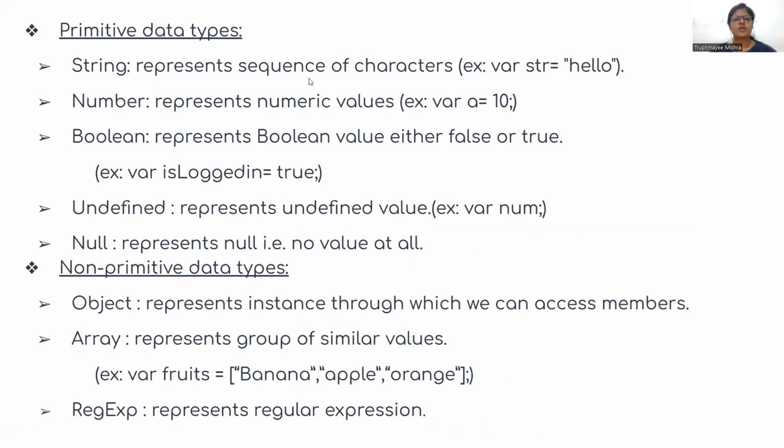So here are the primitive data types. String represents a sequence of characters. I will discuss the examples in the next slide. Numbers represent numeric values, and booleans represent the boolean values, either true or false. Undefined represents the undefined value, that means we are not defining any value to it. And null represents null, that is no value at all. Non-primitive data types are object, which represents the instance through which we can access the members. Array is a group of elements that have the same data types. And regular expression represents the regular expression.